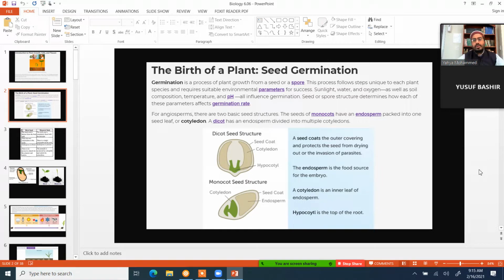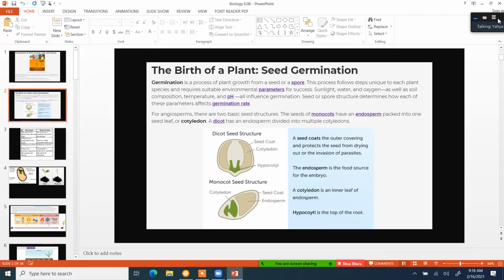All right. So we're going to be talking about different kinds of seeds. So we talked about angiosperms last time. Anyone remember what angiosperms were? We talked about gymnosperms versus angiosperms. You remember? So angiosperms are basically flowering plants, right?